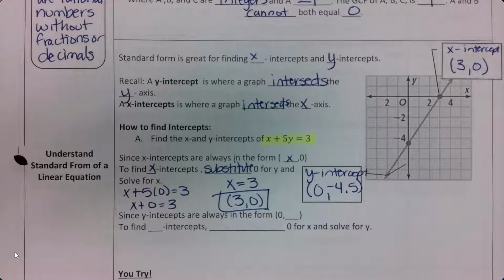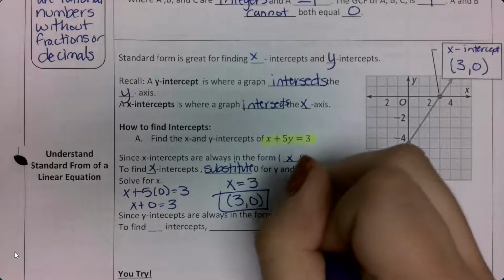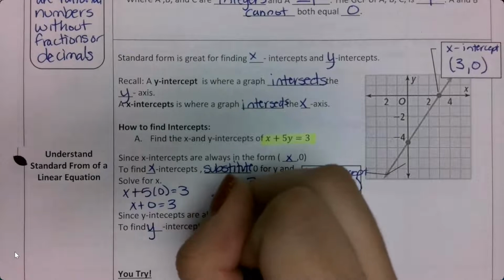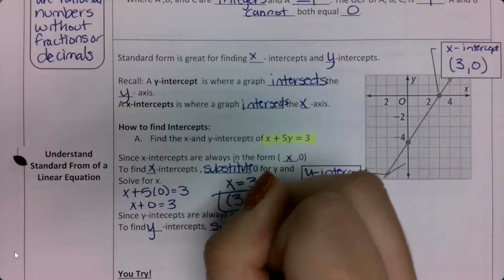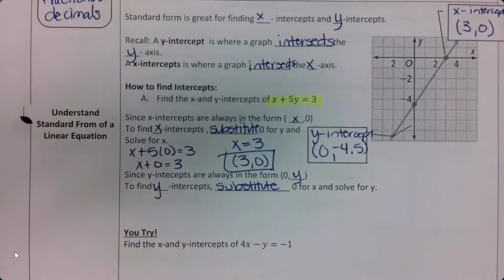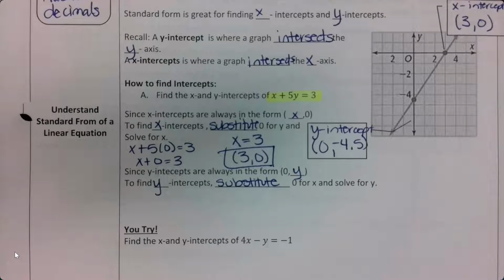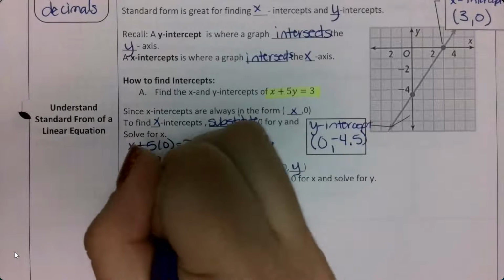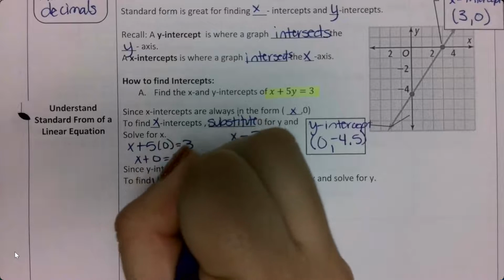Okay, so, since y-intercepts are always in the form 0, y, we want to find our y-intercept by substituting 0 for x. Okay, so I'm going to have 0 plus 5y equals 3.